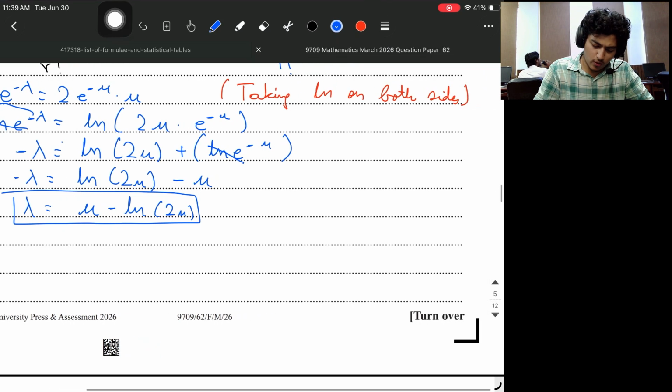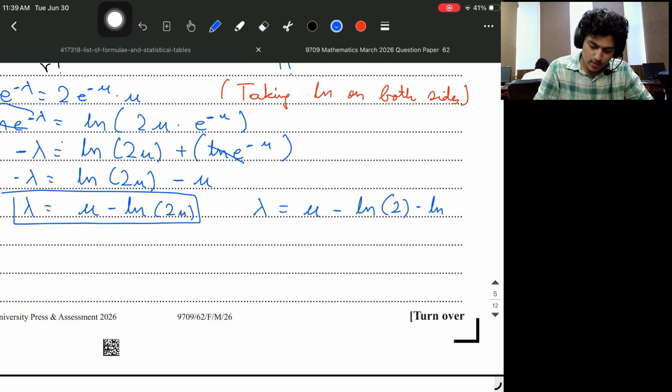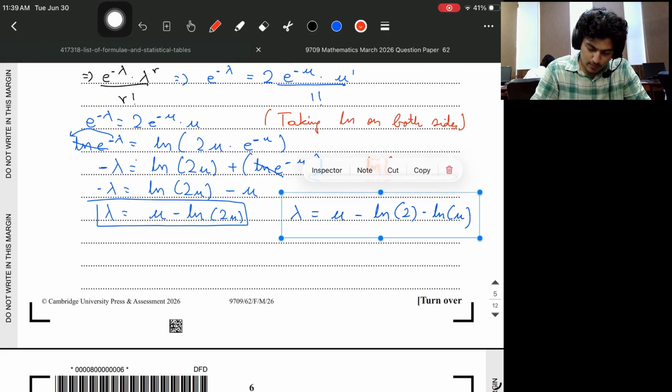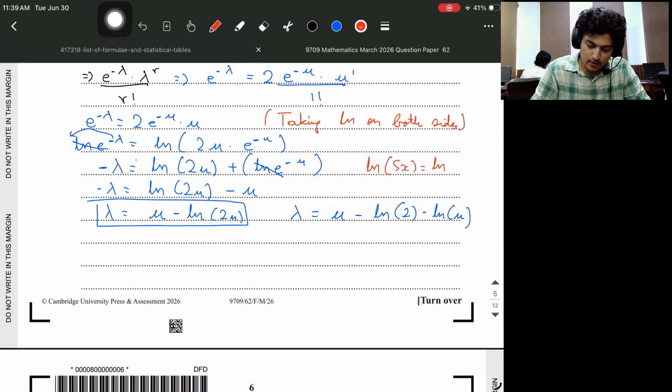Now if you want, you can also write it in a more expanded form. Lambda equals mu minus ln of 2 and minus ln of mu. All right, this is the basic indices rule, where if you have two things being multiplied in a logarithm, for example 5x, you can just write it as ln of 5 plus ln of x, right?